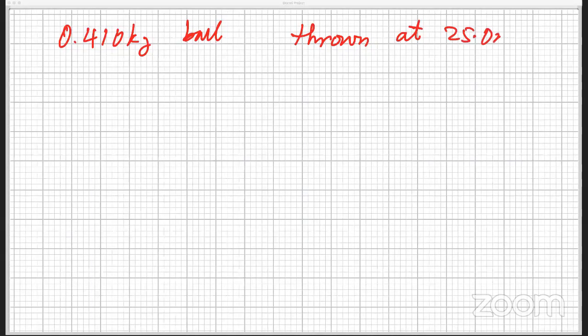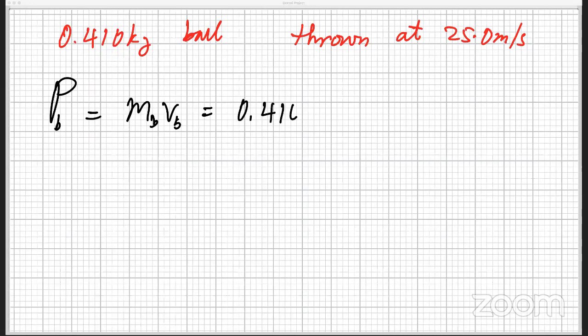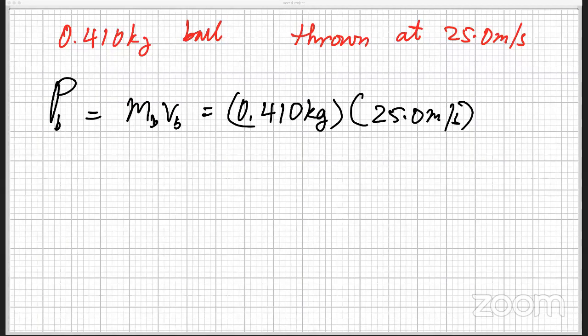So the second part says, compare the player's momentum to that of a 0.410 kilogram ball thrown at 25 meters per second. So you can calculate the momentum of the ball: mass of the ball times the speed of the ball, which is 0.410 kilograms multiplied by 25. And this is 10.3 kilogram meters per second.